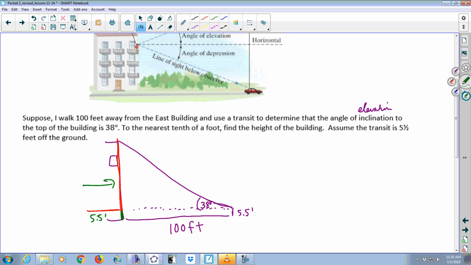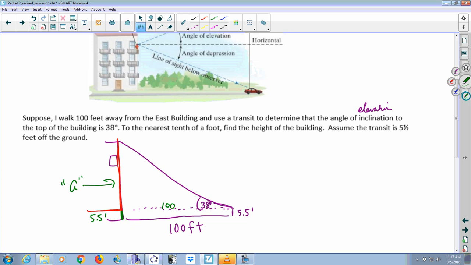It's the side opposite my 38 degree angle, let's call that A. So I have to find A, and when I find A, I add 5.5 feet to it, because that's the whole height of the building. All right, so how do I get going here? Well, I put 100 feet in here, and I need to find A. A is the opposite, and I have the adjacent.